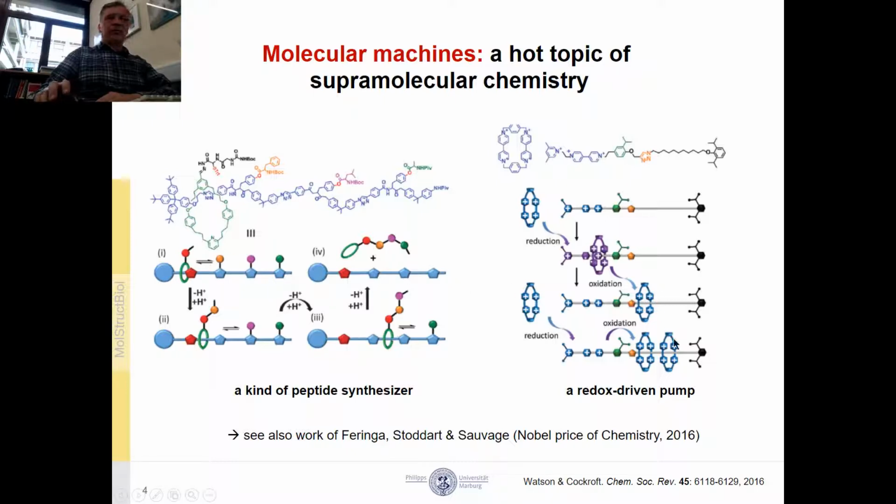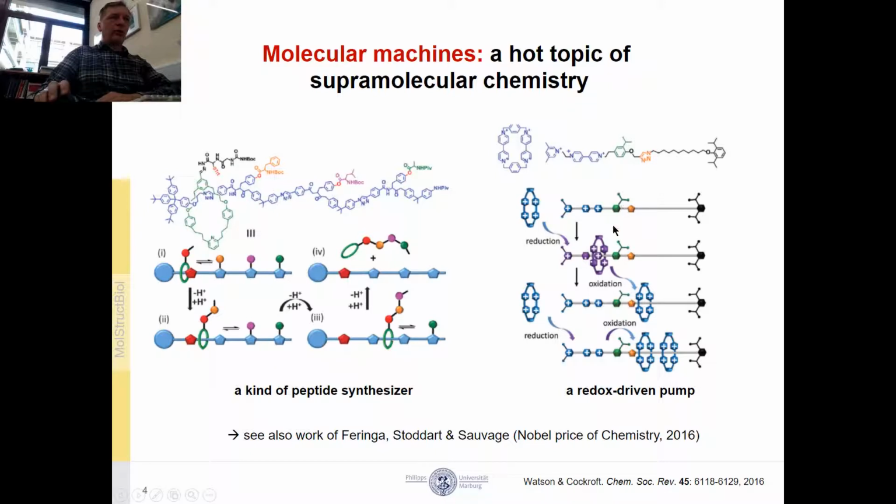Another example of our chemical friends is this kind of redox-driven pump, where you have a single position, this one here, that can be reduced. Then it becomes electrically neutral, so the positively charged rotaxane-like compound can bind to it, and it's trapped in this position. When you then reoxidize it, it becomes positively charged again.